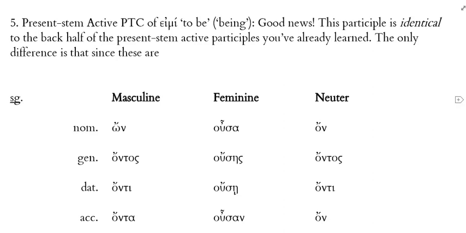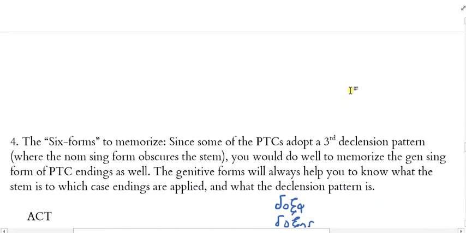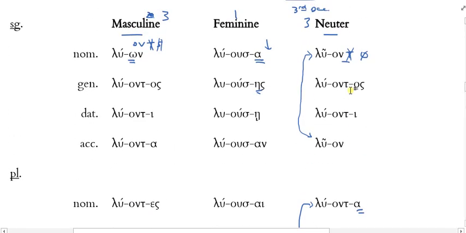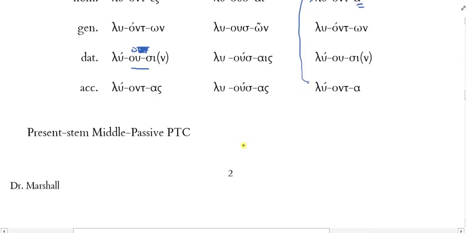The wonderful news about this is that you already know this form. What is the form of the participle? It's the identical backside of the participles that we've just learned for the active. So go back to luo. What do we have? We have luon, luontas, luonti, luonta. And basically the participle for eimi is the backside: on, ontas, onti, onta, ousa, ouses, ouse, ousan, and so forth, okay? So you already know these.